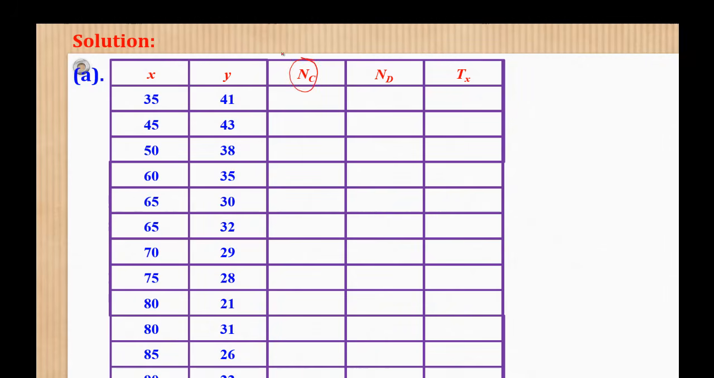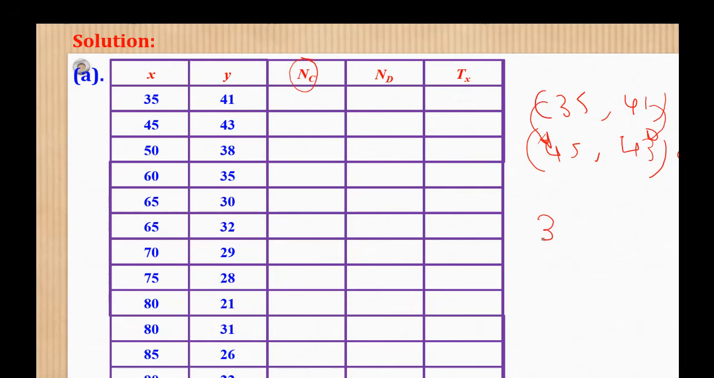NC means you list down the pairs in agreement. Now, they are called concordant pairs. How do we know that a pair is in agreement? If I have maybe 35 and 41, and the value below it is 45 and 43, I will say this one is in agreement. Reason: from here to here, it is bigger. From here to here, it is still bigger. So it is in agreement.